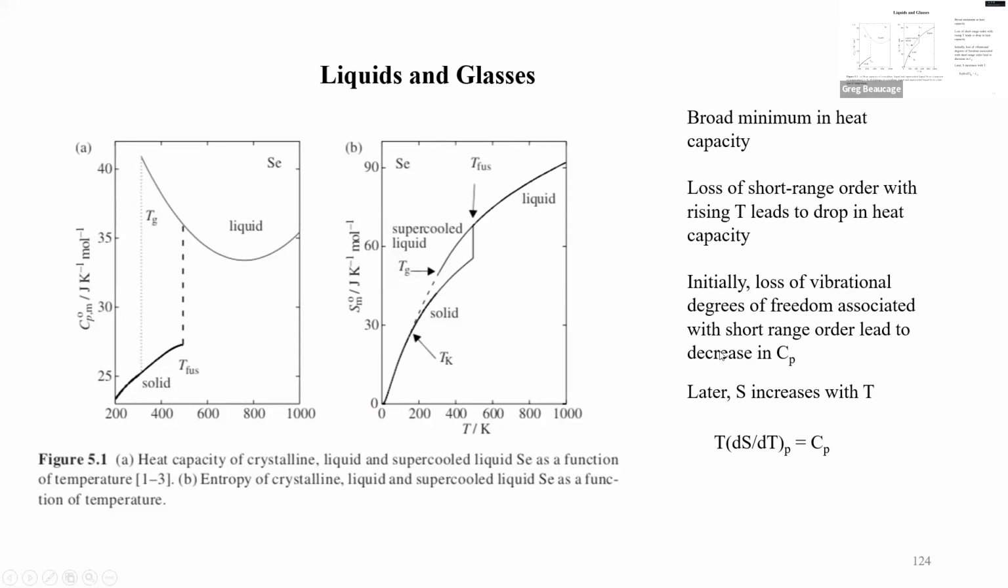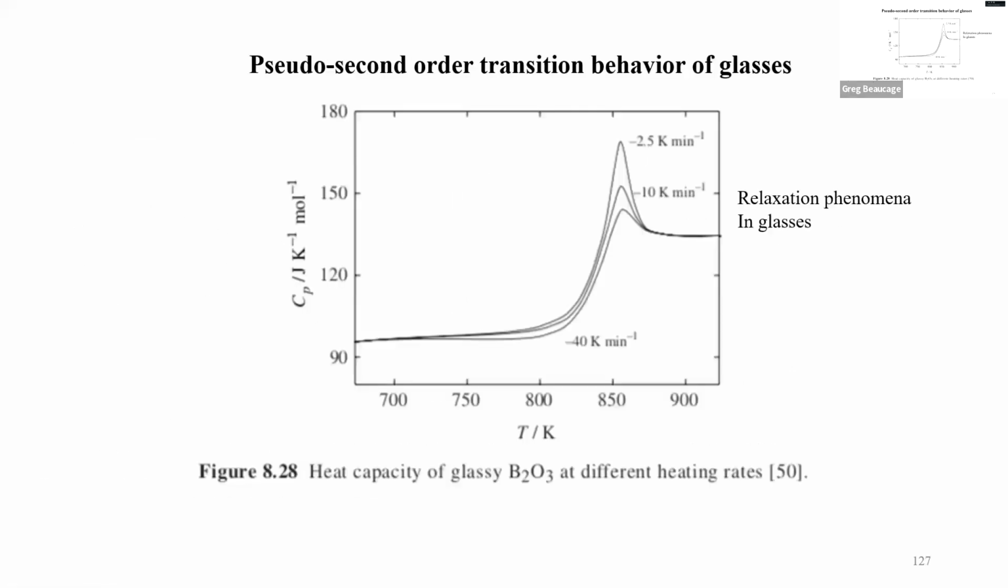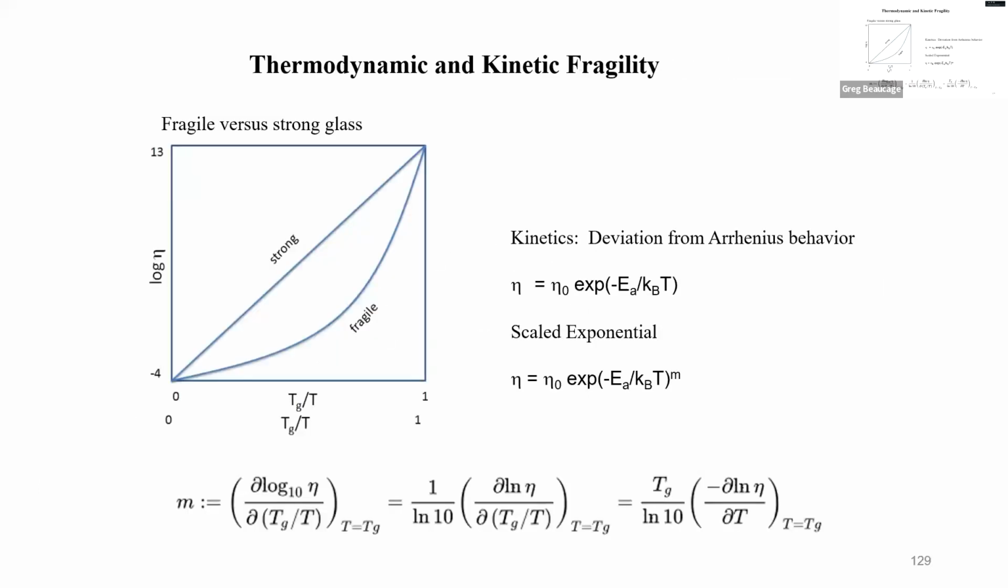Let's see. So it's just some discussion about, because heat capacity is dS/dT, you can talk about the entropy, how this has to do with vibrational degrees of freedom and things. Maybe I'll go through this a little bit better later on, but basically you're going to end up with this kind of fragility idea.